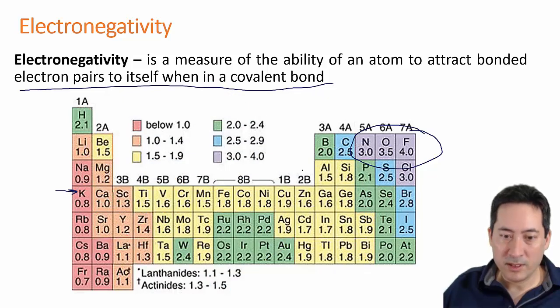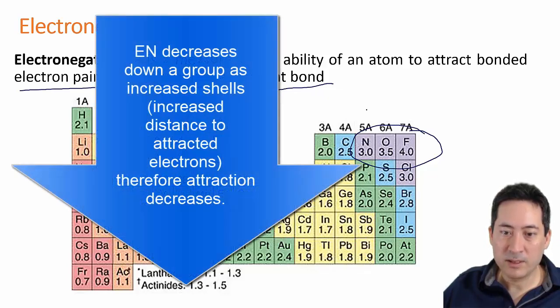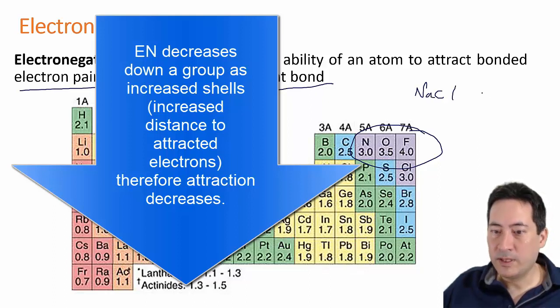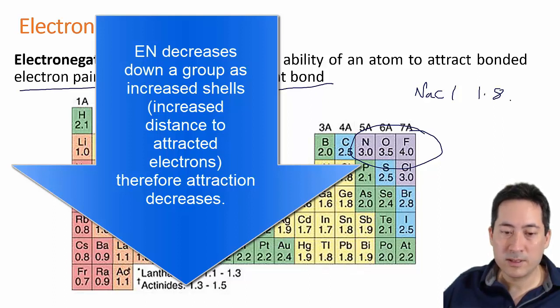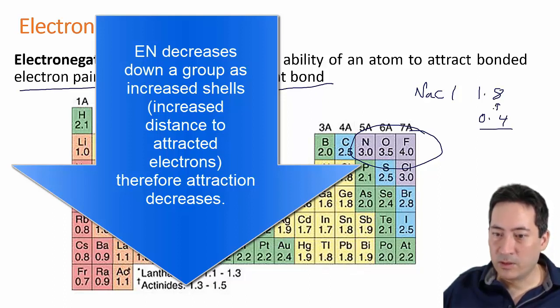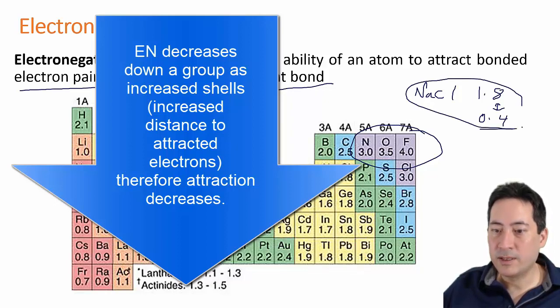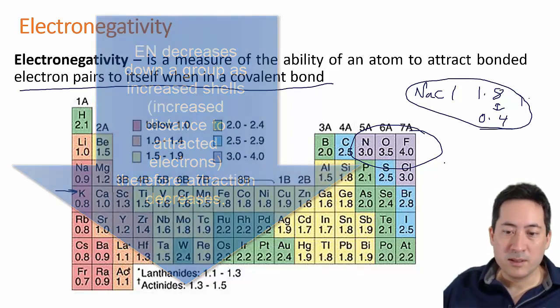Those trends are useful because when you're trying to work out an ionic substance, you take the difference in electronegativity. So if you've got sodium chloride, if the difference is greater than 1.8, it is an ionic substance. If it is less than 0.4, it's non-polar covalent. And if it's between those two numbers, it's polar covalent. So just hold that thought if you haven't done that topic yet, which is probably not yet.